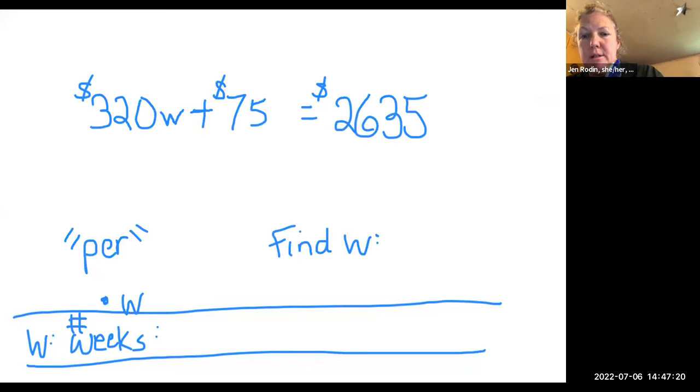Let's double check. Take away 75 from both sides, and then divide by 320. And you get a whole number answer.